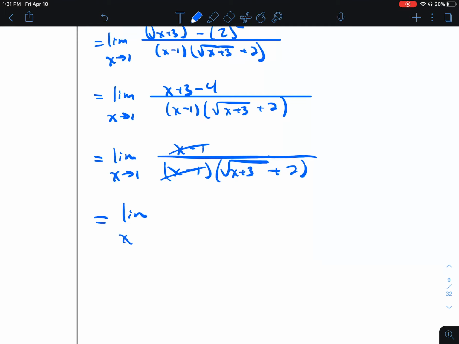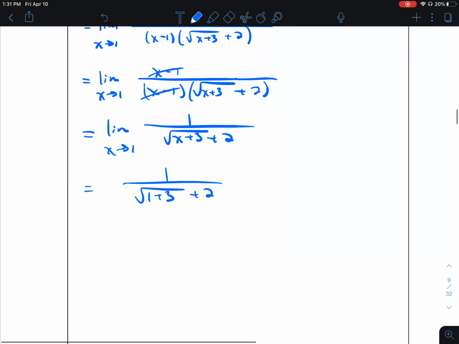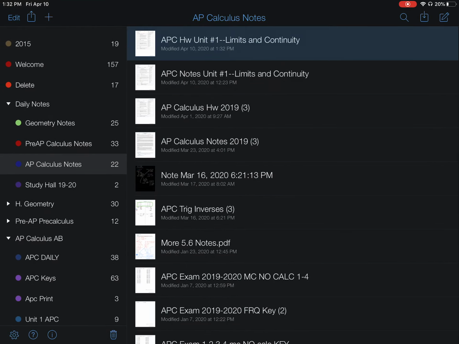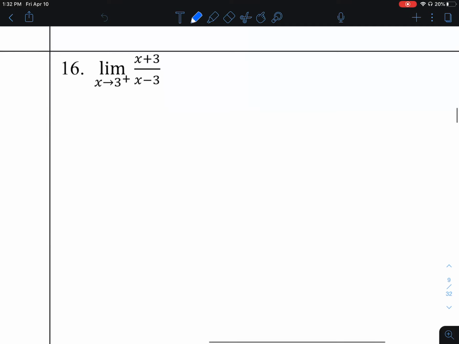So now we have the limit as x approaches 1 of 1 over the square root of the sum of x and 3, plus 2. We can now evaluate the limit, which is going to be 1 over the square root of 1 plus 3, plus 2. 1 plus 3 is 4. Square root of 4 is 2. So it's going to make this 1/4. See, we got 4 more.